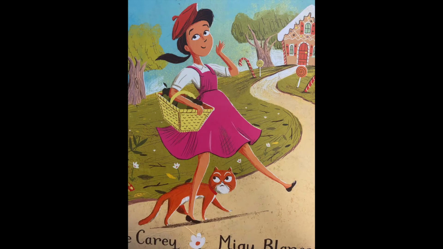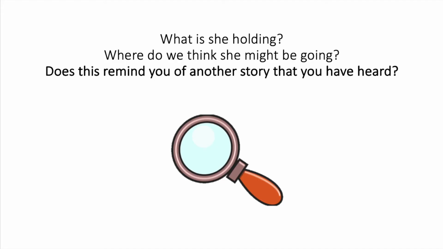So here she is. Have a look, think about what the illustration tells you. Is she moving? Is she holding things? Where do you think she might be going? I noticed that she was holding something that reminded me of another story I know. Have another look at what she's holding.